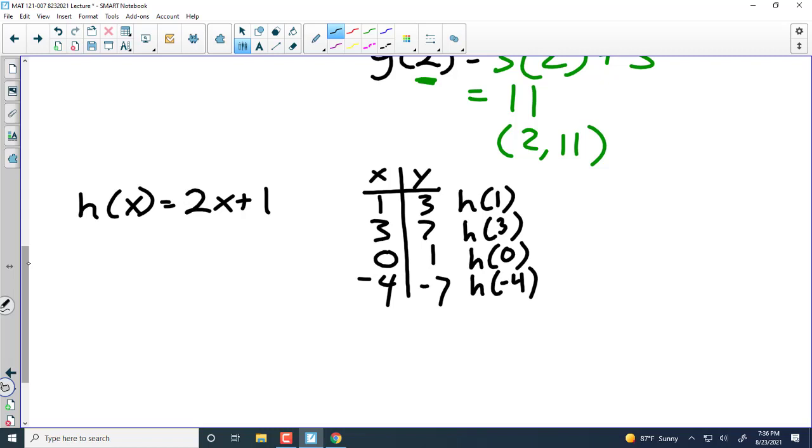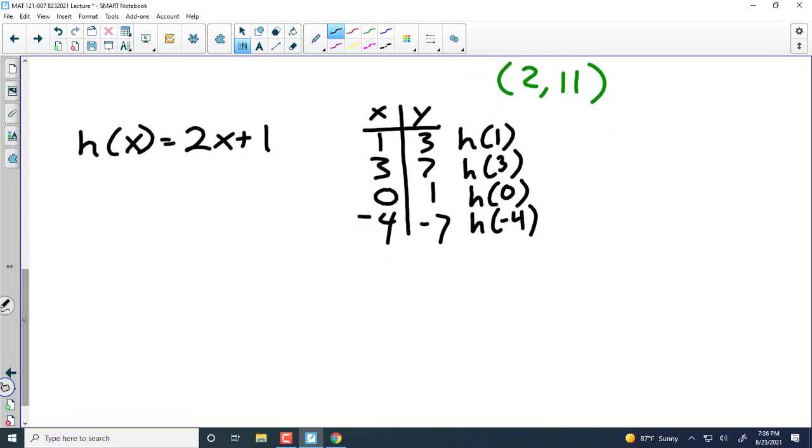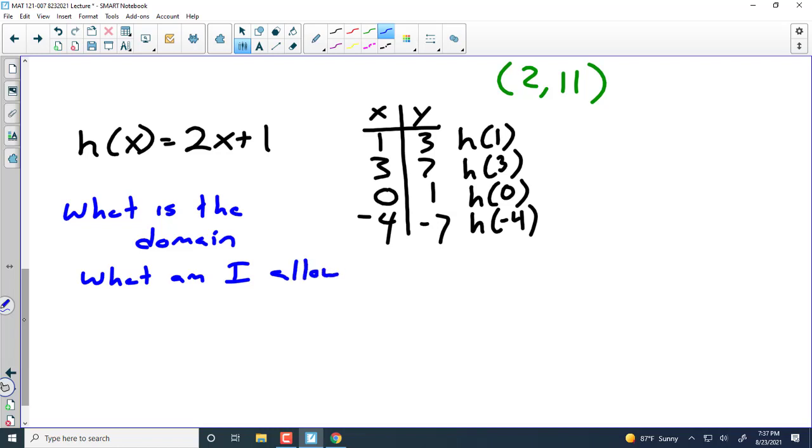How many ordered pairs could I make? As many as I want. But the question that's going to be important to us, because it's not always going to be the same answer to this question, is this. What is the domain? What am I allowed to plug in for x?